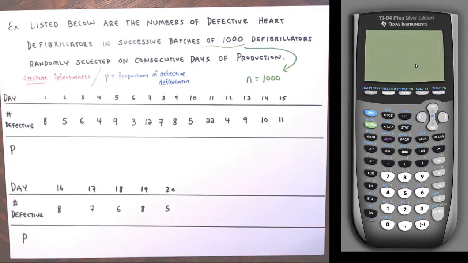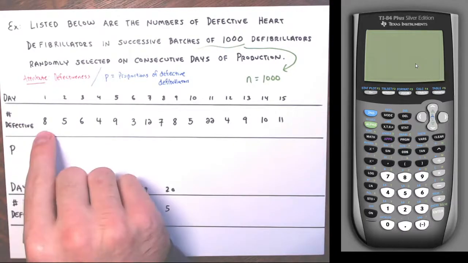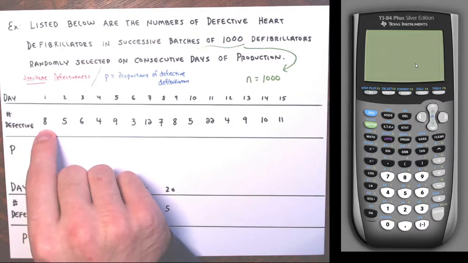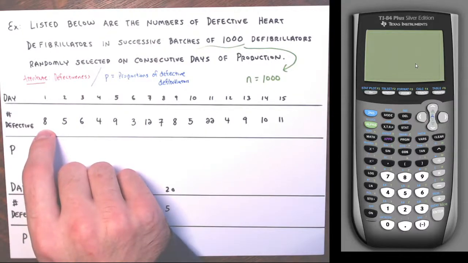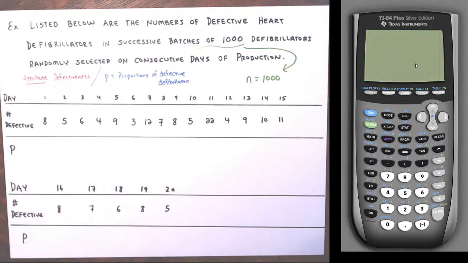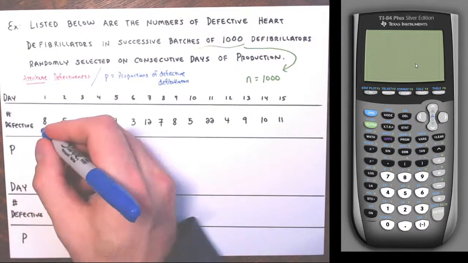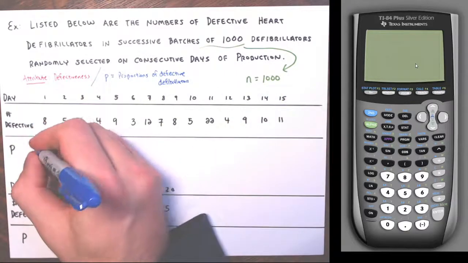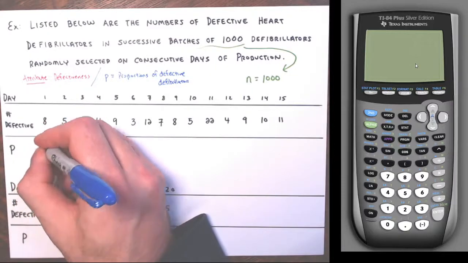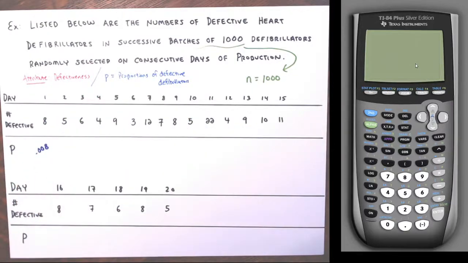Okay, so here's what's happening. On the first day, this company produces a bunch of defibrillators, and they randomly select 1,000 of the ones they produced that day, and they found that 8 of them were defective. So the proportion would be 8 divided by 1,000, so 0.008. You move the decimal place to the left 3 places when you divide by 1,000.